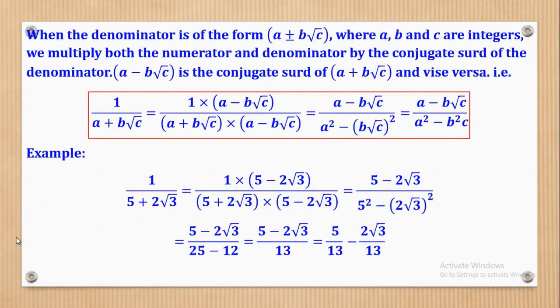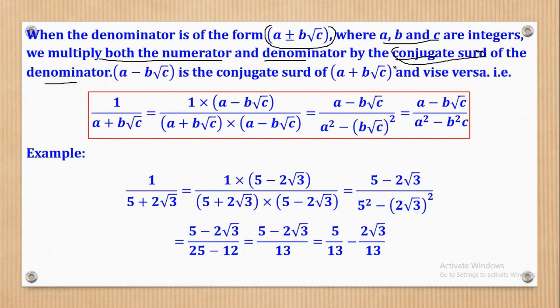So that was one example of a fraction, but also there's another form of fraction where the denominator is in this form. For example, a plus or minus b root c, so it can be a plus b root c or a minus b root c, where a, b, and c are integers. So in that case, we multiply both the numerator and denominator by the conjugate surd of the denominator. For example, conjugate surd, what does it mean?